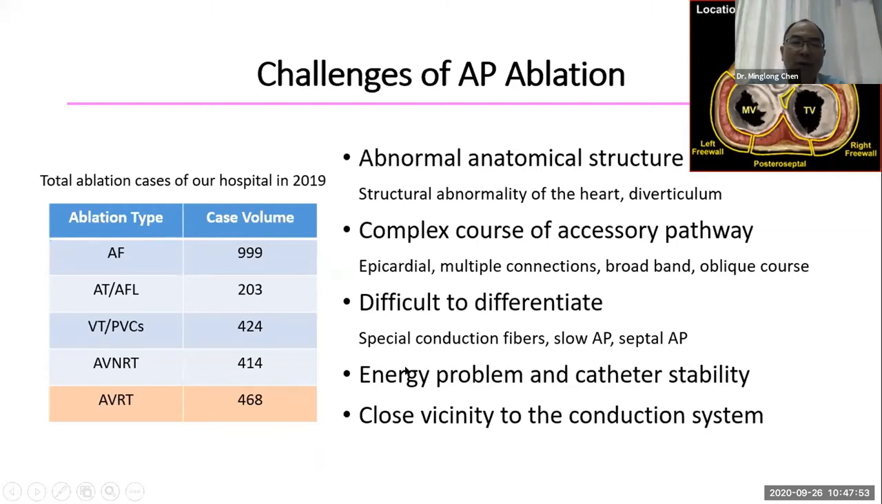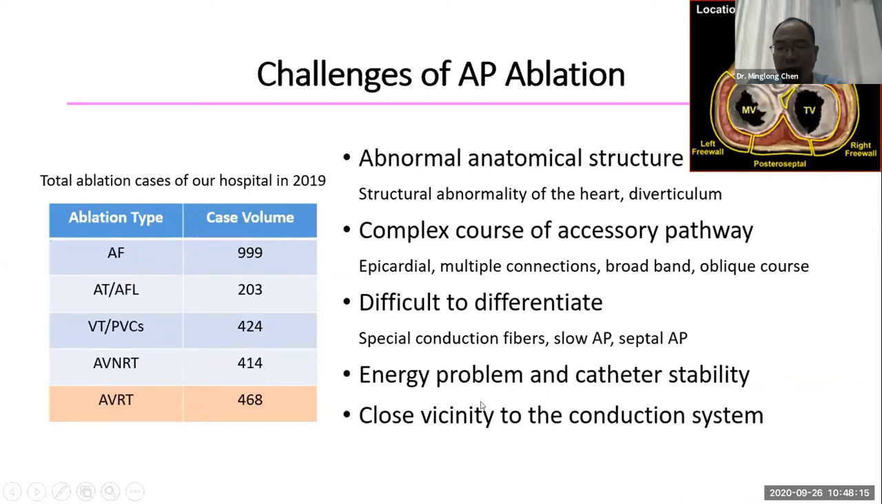Also the challenge of extra pathway ablation is energy delivery and catheter stability. This is more pronounced on the right side for the right-sided free wall extra pathway. So catheter stability sometimes is a problem, and also the close vicinity to the conduction system.